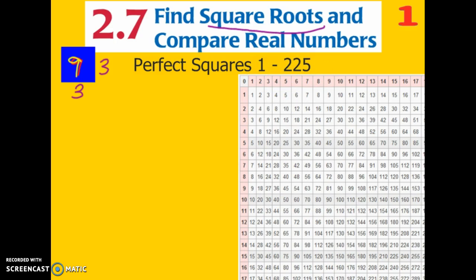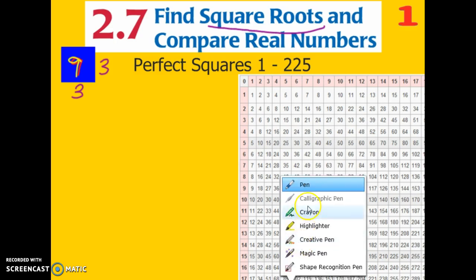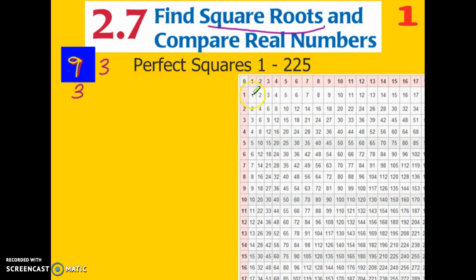Another thing you can do might be helpful. Our perfect squares are these ones that are multiplied by itself. 1 times 1 is 1. 2 times 2 is 4. 3 times 3 is 9. 4 times 4 is 16. 5 times 5, and so on. These are also highlighted on your multiplication table that is on your desk. These are our perfect squares, and we're going to go up to 225 right there.